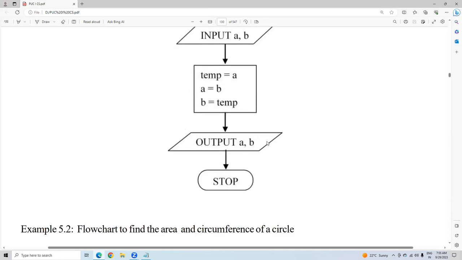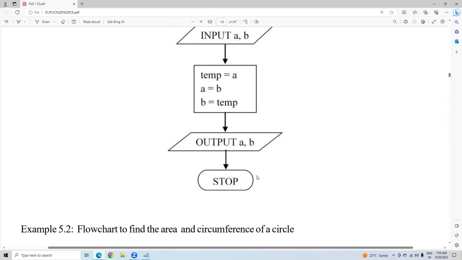And here output A, B. After swapping, I have to print and show it to the user that the values are interchanged, and then stop the process, right? Similarly, there is another one to find the area and circumference of circle.